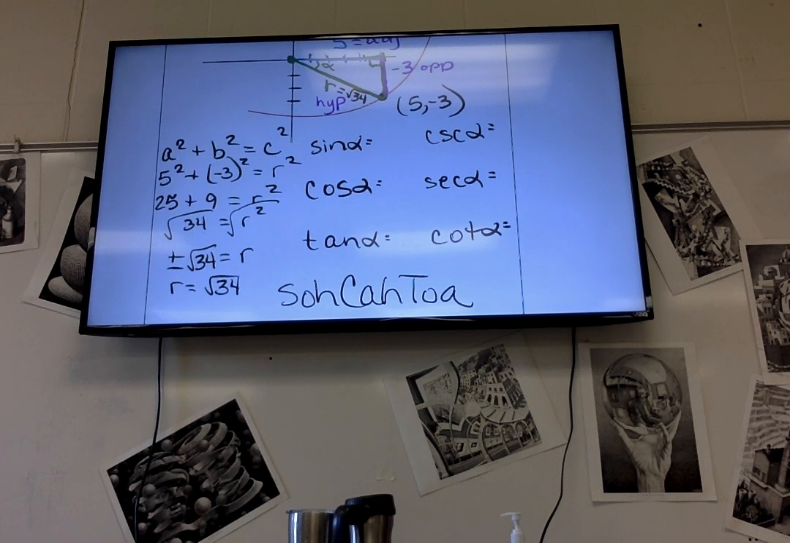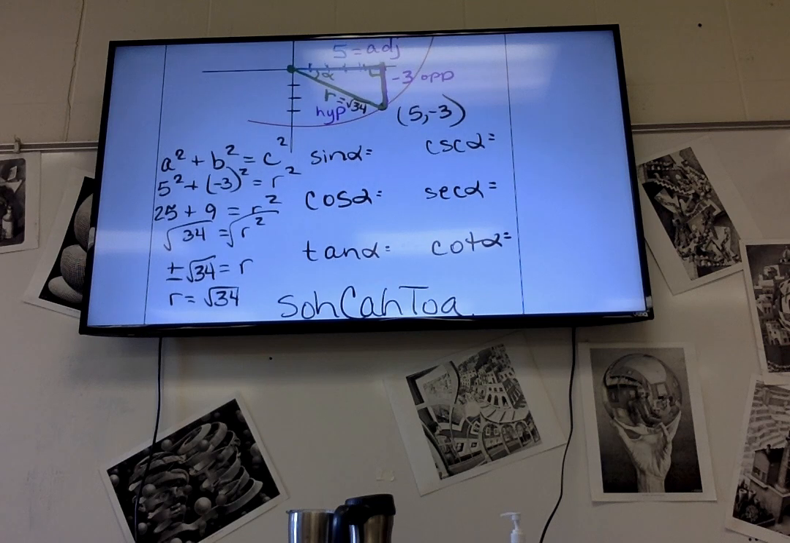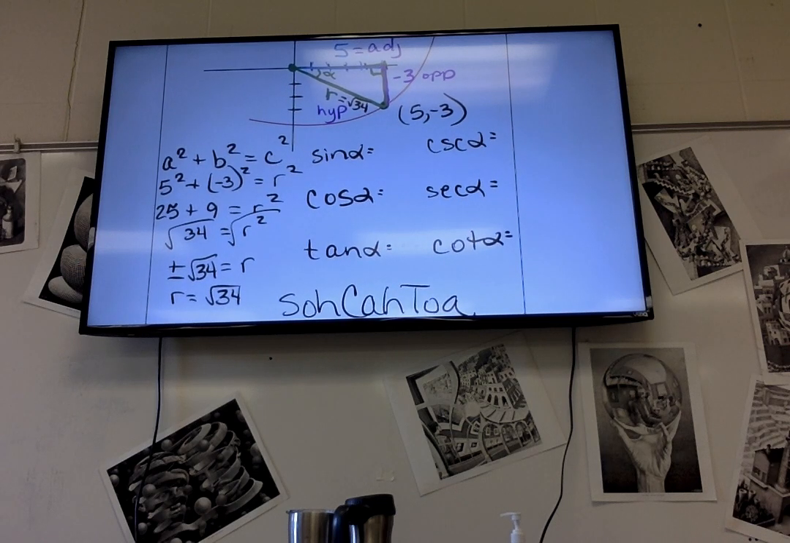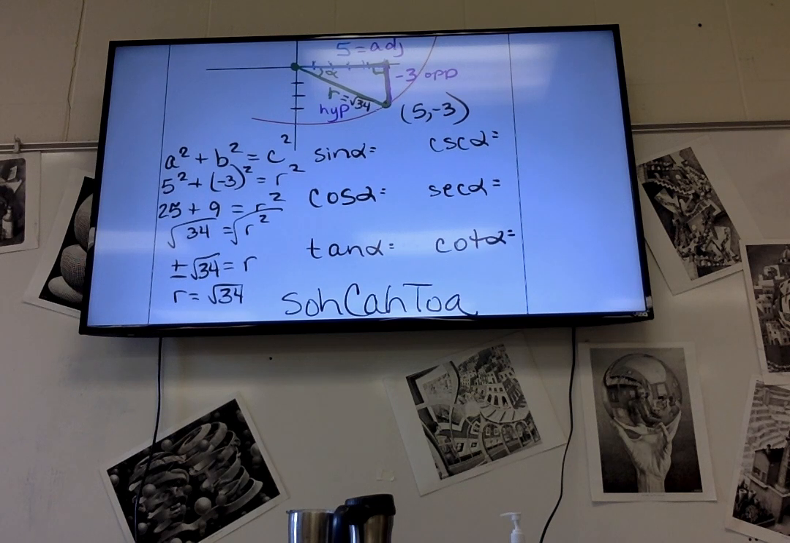What's the sine of alpha? Opposite over hypotenuse, so it would be? -3 over square root of 34. There you go. What about cosine? 5 over square root of 34. Awesome.